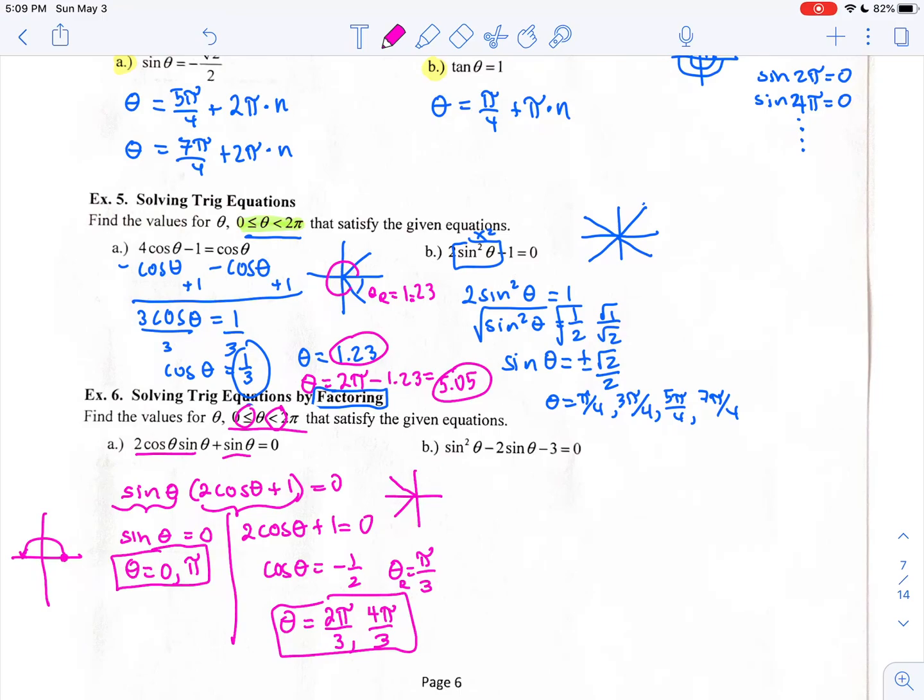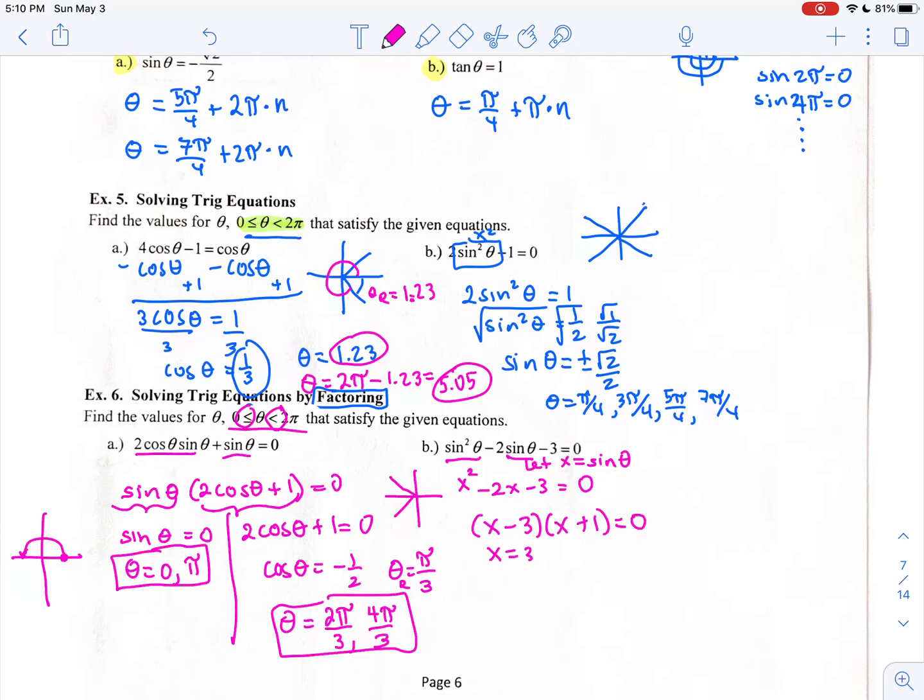So all 4 of these answers that I boxed are solutions, which means that if I plugged any one of these 4 angles back into the original equation, it should give me a value of 0 if I simplified it further. On B, what you'll notice is that you have a square term followed by a single term of that something that we don't know. So you almost want to think about it as sine is x. So if you let x equal sine of theta, and replace sine with x, you have x squared minus 2x minus 3. Oh, that should look like a trinomial. So from there, we can factor further.